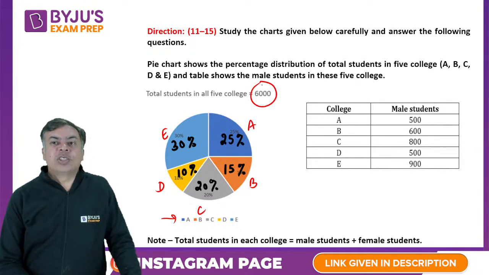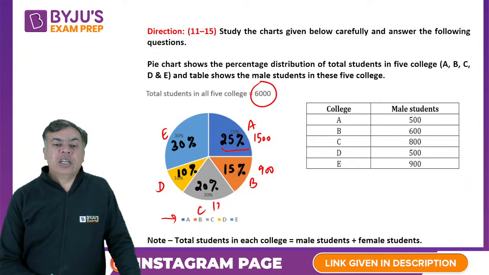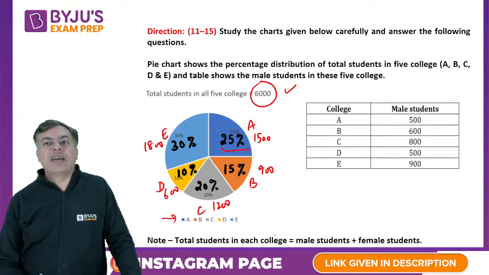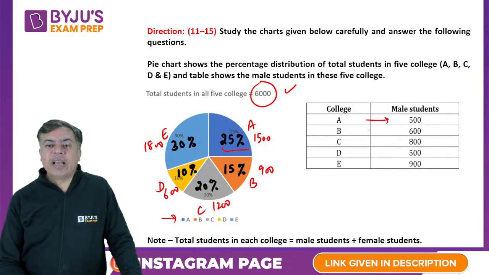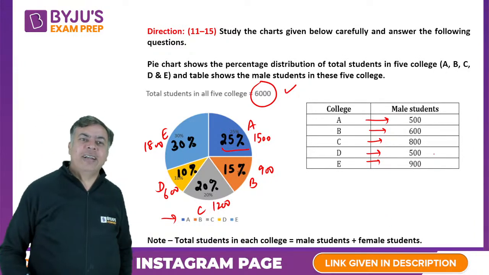If 6,000 is the total, then A at 25% becomes 1,500, 15% becomes 900, 20% is 1200, 10% is 600, and 30% is 1800. It is very easy because the total is 6,000, so I can write all the values. These are the total students and these are the male students, so you can get the female students.